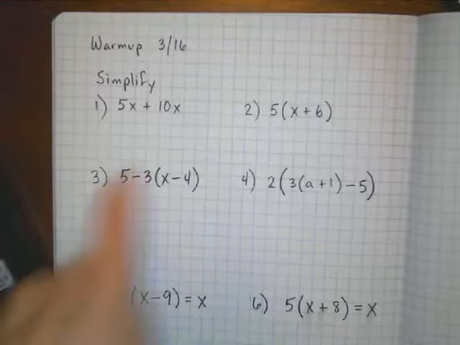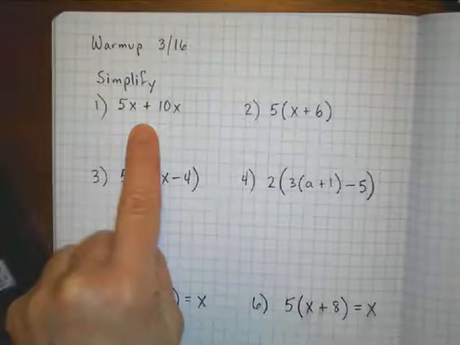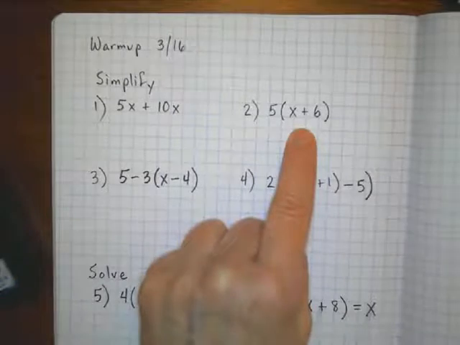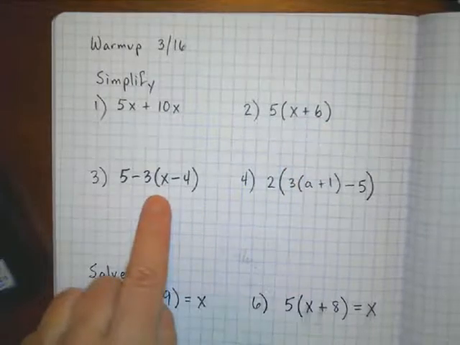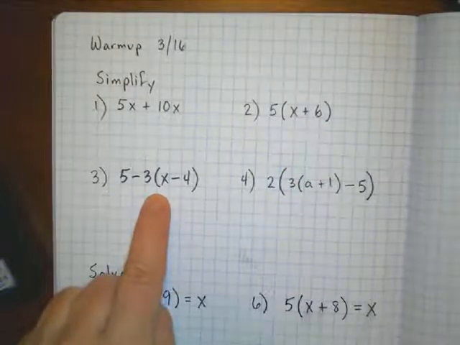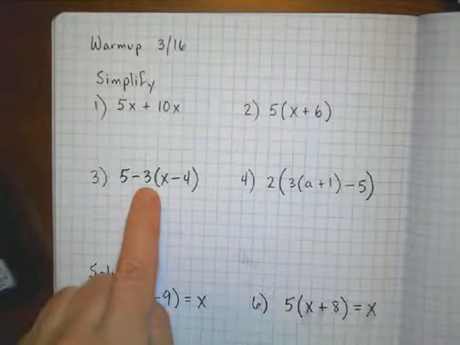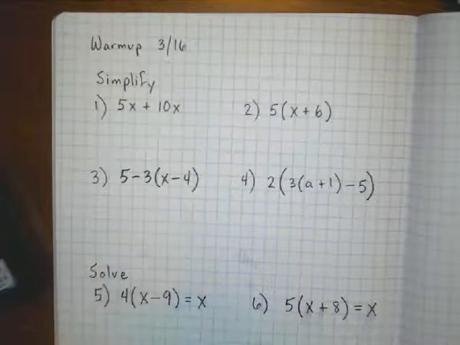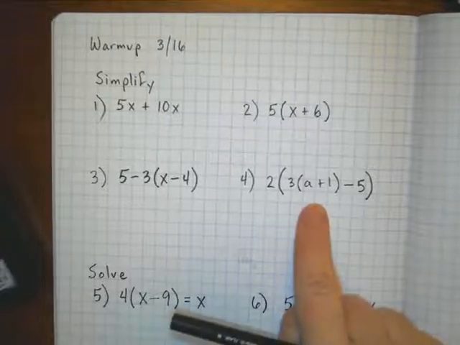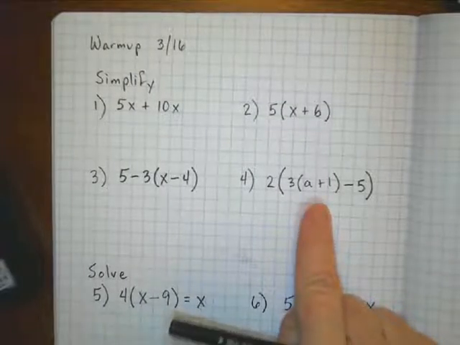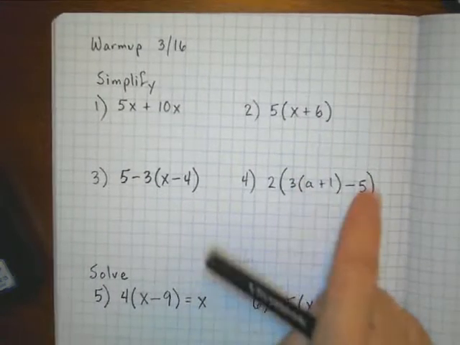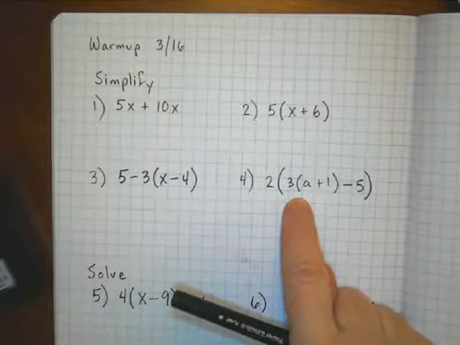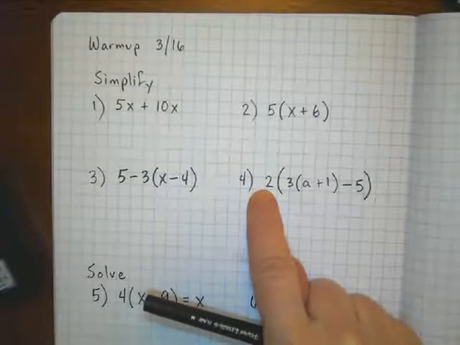The first one is just combining like terms. The second one is you're going to use the distributive property to multiply. The third one you should probably rewrite and parse before you try and multiply it out and combine like terms. And the last one is extra tricky because we have parentheses inside of parentheses. So you want to simplify what's inside the parentheses first before you multiply by the 2.